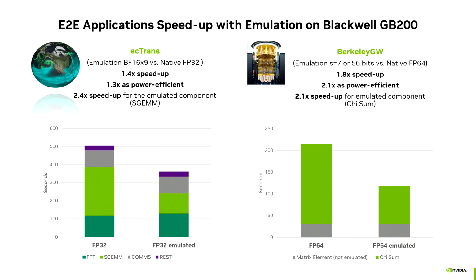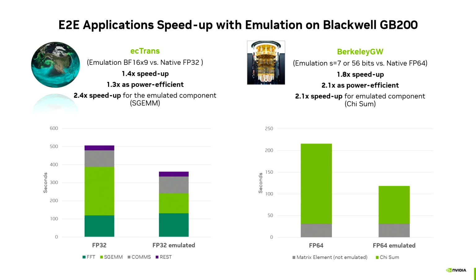On the left side, you have EC trans, which is an operation that happens a lot in weather simulations. It transfers from spherical coordinates to the frequency domain and back. It's used a lot in weather and climate simulations. You can see that the part noted here as SGEM is accelerated by 2.4x with the FP32 emulation, and end-to-end, the application was sped up by 1.4x. Similar levels of power efficiency were achieved.